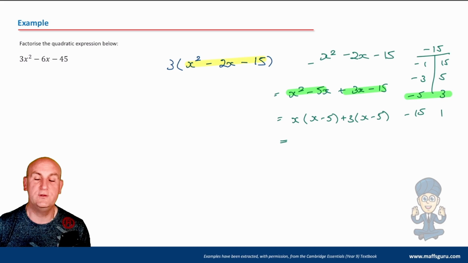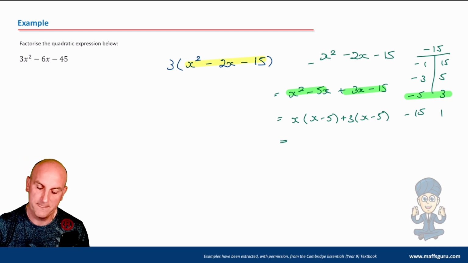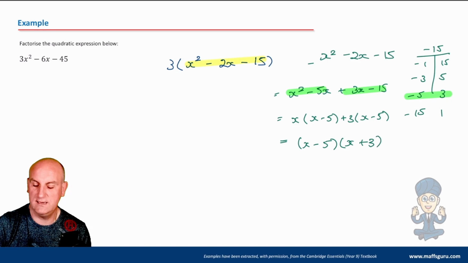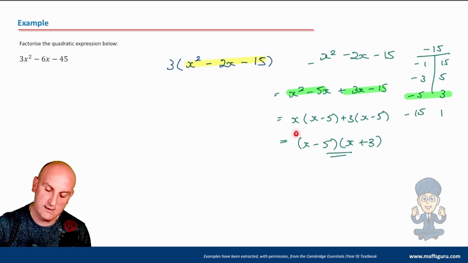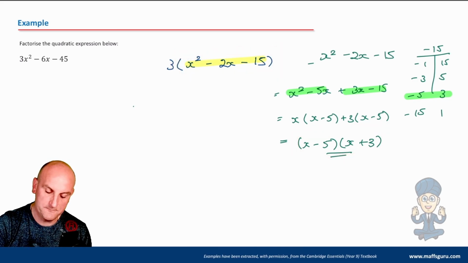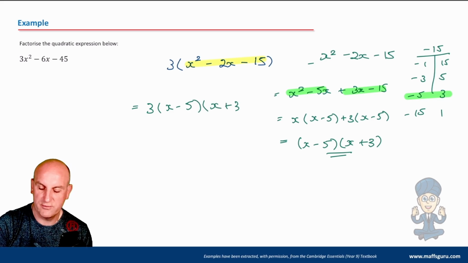And again, if I'm going too fast for you, slow it down. I mean, not literally slow me down, but stop, pause, you have a go, see what happens, check as we go along. So what have we got there? We've got x minus 5 and x plus 3. Now, the reason we're doing this is so that I can now take this and put it in place of that, which gives me 3 lots of x minus 5 and x plus 3.